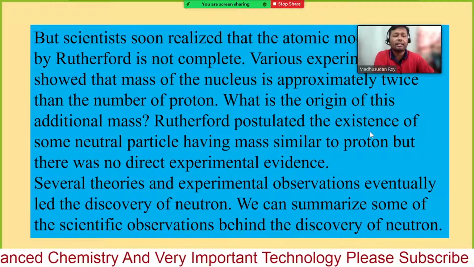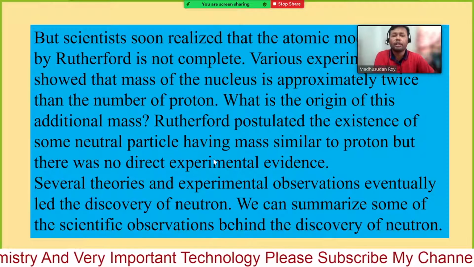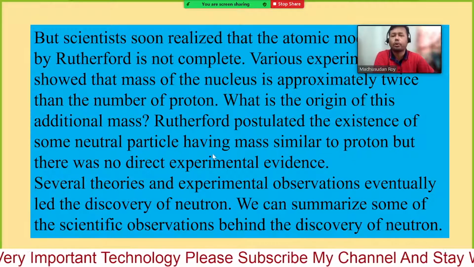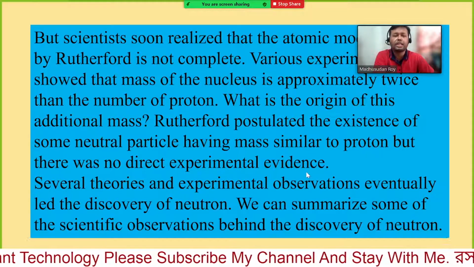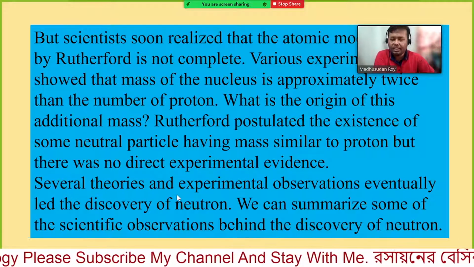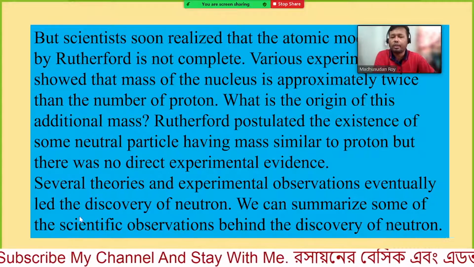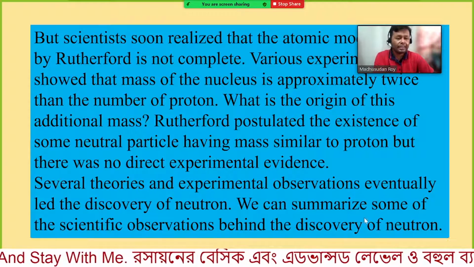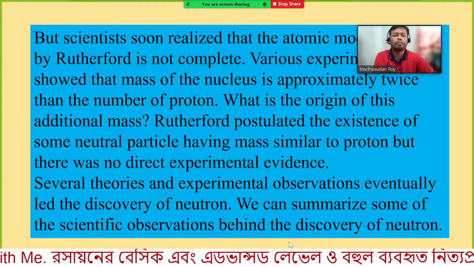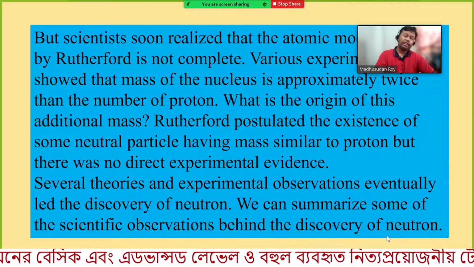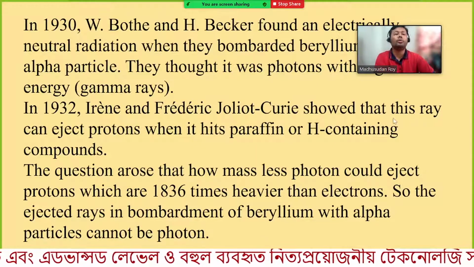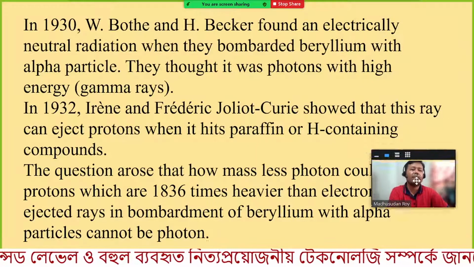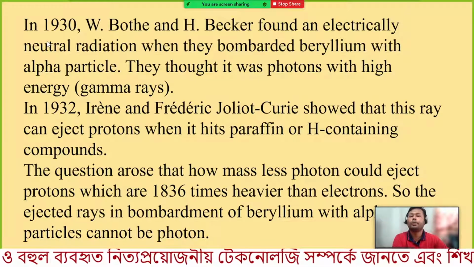Rutherford postulated the existence of some neutral particle having mass similar to a proton, but there was no direct experimental evidence. Several theories and experimental observations eventually led to the discovery of the neutron. We can summarize some of the scientific observations behind the discovery of the neutron. Let's see how scientists could give the evidence.